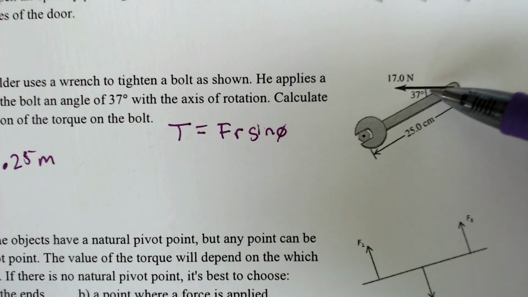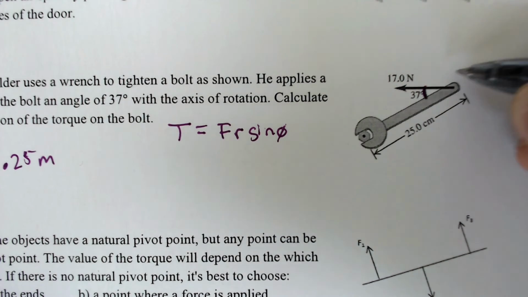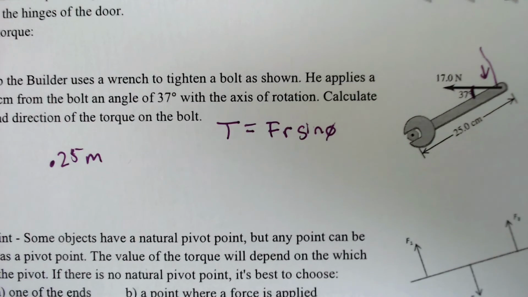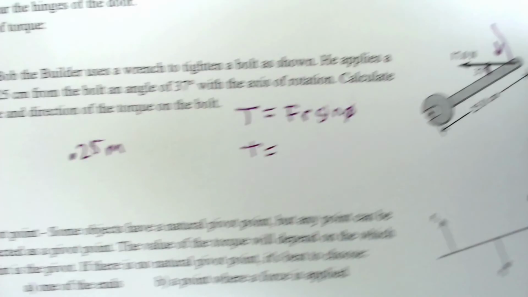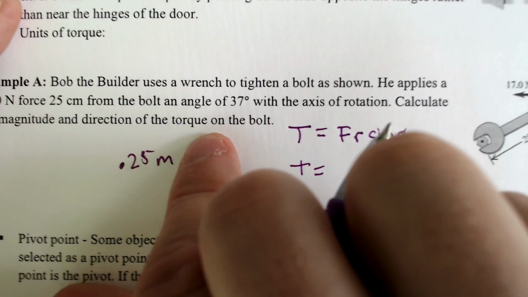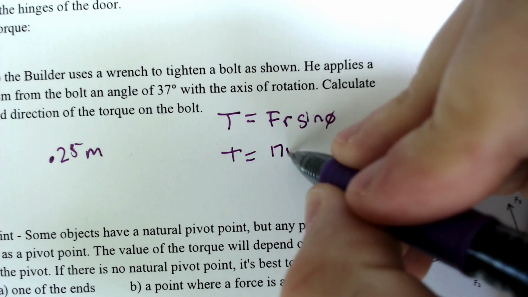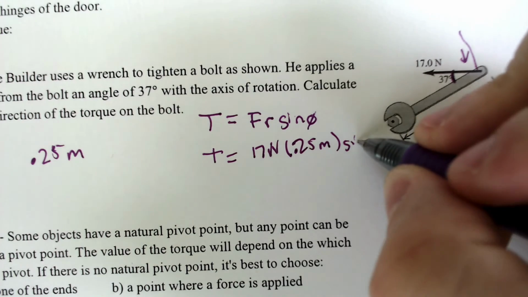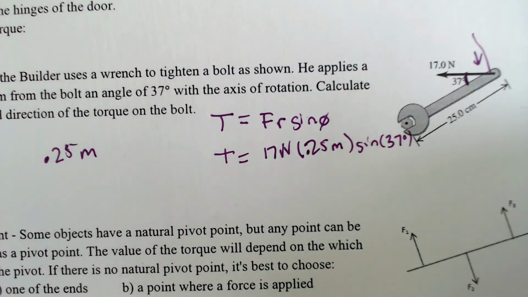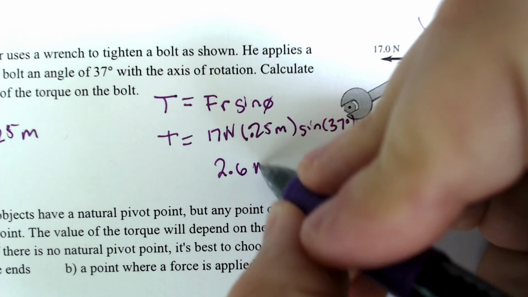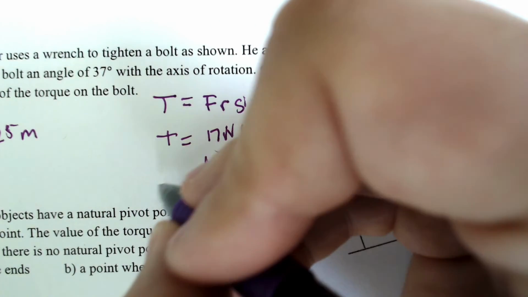Make sure the angle is with the wrench, not over here. Sometimes you'll get the angle over here where I put that arrow. You don't want that angle. You want the angle in this case, which is 37. So our torque equals our force, 17 newtons, times 0.25 meters, times sine of 37 degrees. If you do all that, make sure your calculator is in degree mode. You end up with 2.6 Newton meters for your torque.